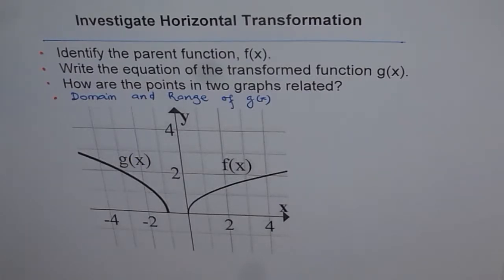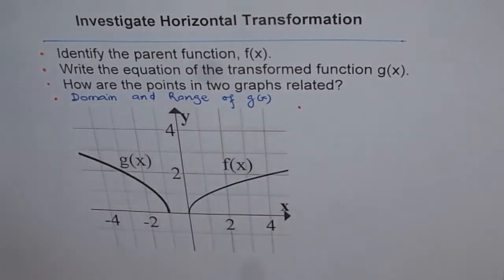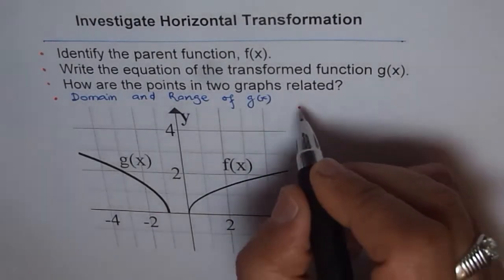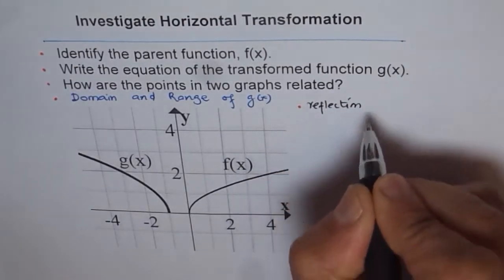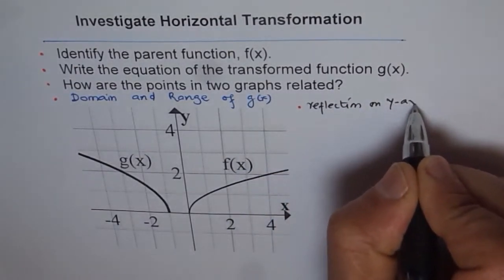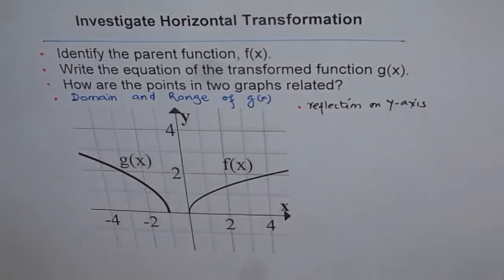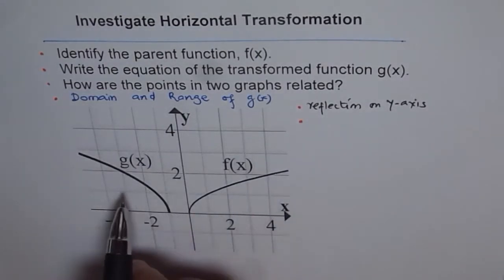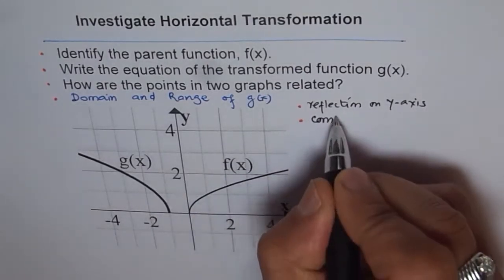So when you have a graph like this, first thing is just analyze. What do you notice? You notice a couple of things. One, reflection. So let's make a note of those points. So it is reflection on y-axis. That means inside function will change. Second, notice that after reflection it is kind of compressed horizontally. So it is compressed horizontally.